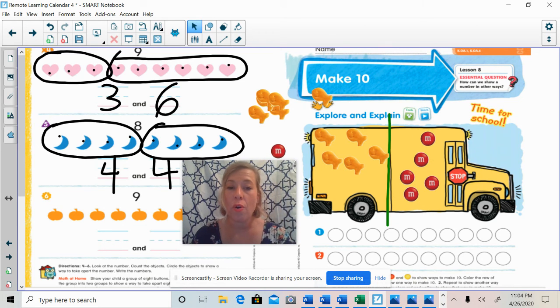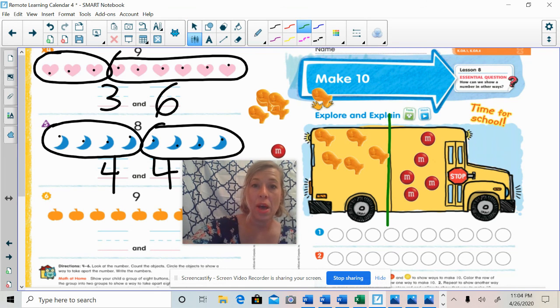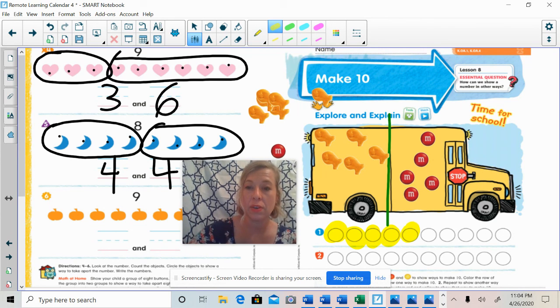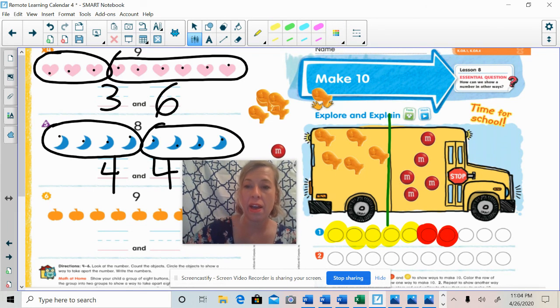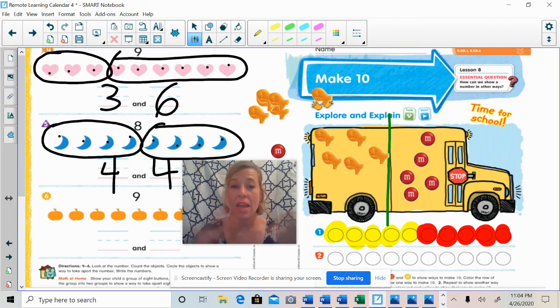I want you to make your own combination of 10. And then make a different combination of 10. And at the bottom, I can color. And if I have a yellow and a red crayon, that's great. So here's 5 yellow and 5 red, and that makes 10. But I showed you all the rest of them. You can make any combination you want. Just be thinking about those combinations of 10, because tomorrow we're going to play a game with them.